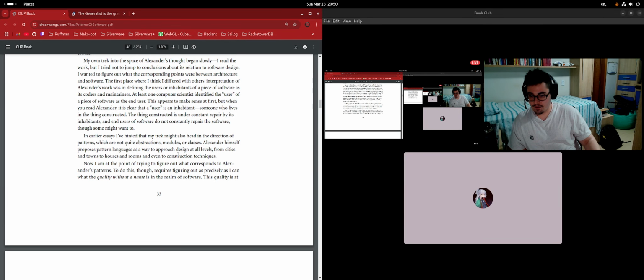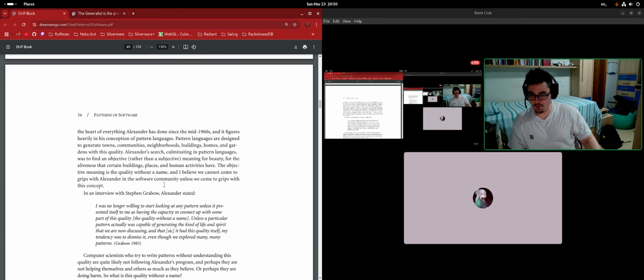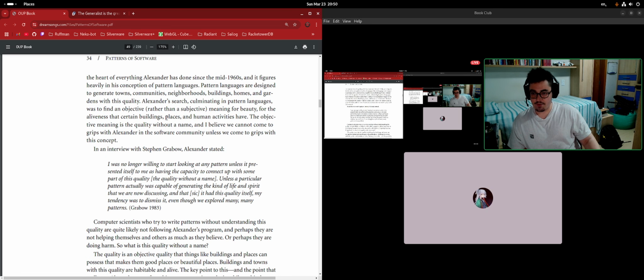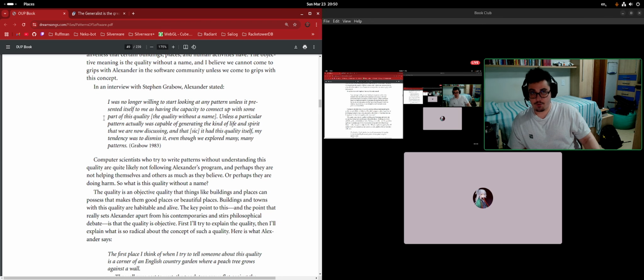So let me see. Where is the part of the text? Yeah, here. Alexander's search, culminating in pattern languages, was to find an objective meaning for beauty, for the aliveness that certain buildings, places, and human activities have. The objective meaning is the quality without a name, and I believe you cannot come to grips with Alexander in the software community unless you come to grips with this concept. I think this quote is worth reading: I was no longer willing to start looking at any patterns unless it presented itself to me as having the capacity to connect up with some part of this quality. Unless a particular pattern actually was capable of generating the kind of life and spirit that we're now discussing, and that it had this quality itself, my tendency was to dismiss it, even though we explored many, many patterns.